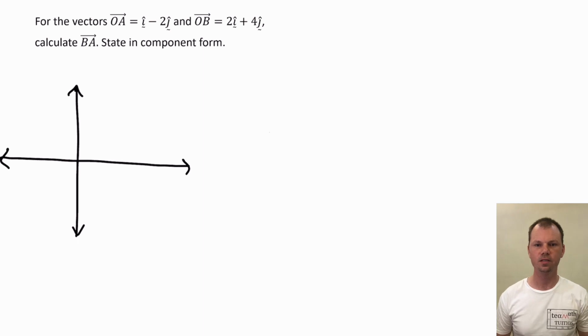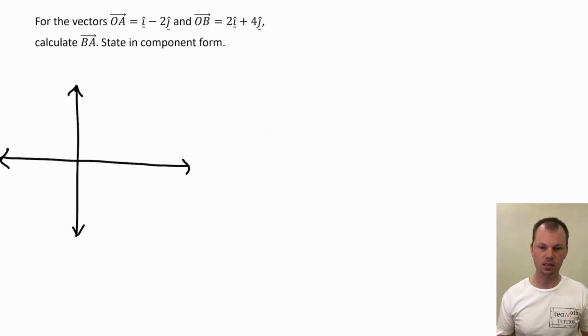Hi, in this video we're going to look at position vectors. We're going to look at calculating them in component form and in magnitude and direction form. So we've got a question written down for the vectors OA and OB. Calculate vector BA and state it in component form.